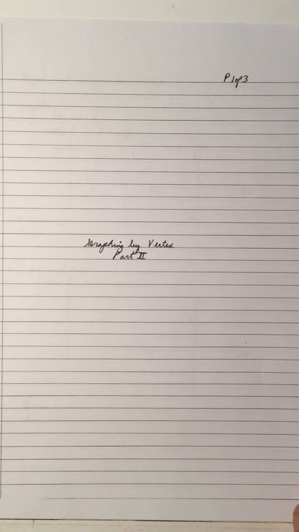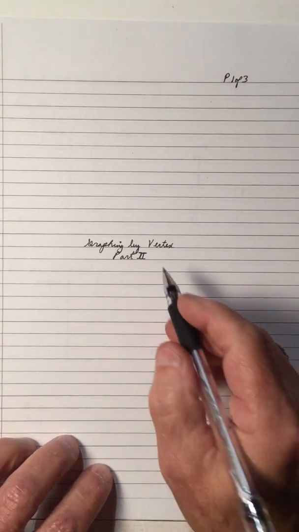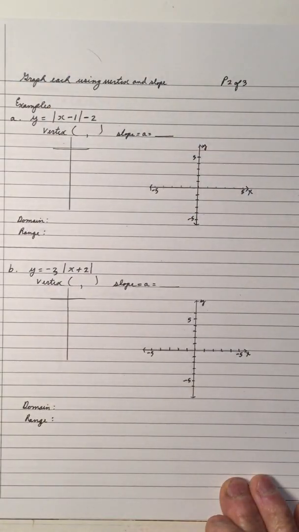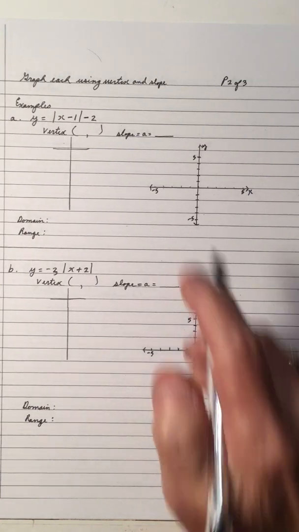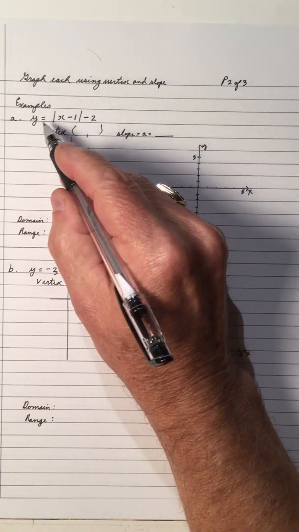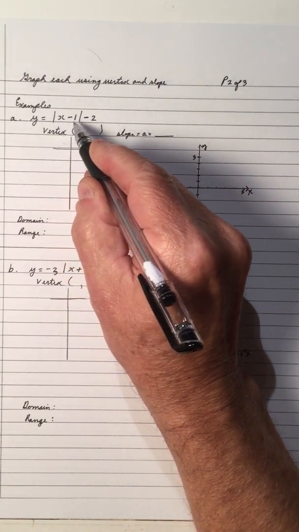Hi, welcome to my video on graphing by vertex Part 2, or graphing the absolute value function. Graph each using vertex and slope. Let's do some examples. The equation y equals the absolute value of x minus 1.